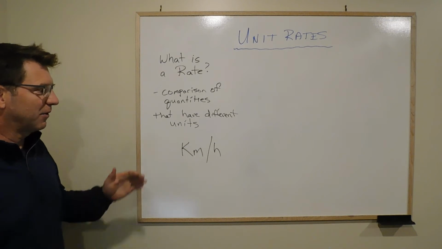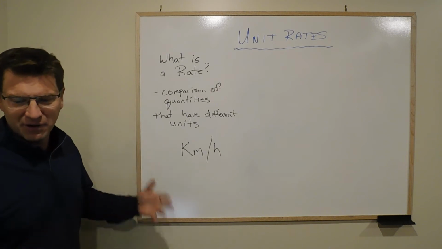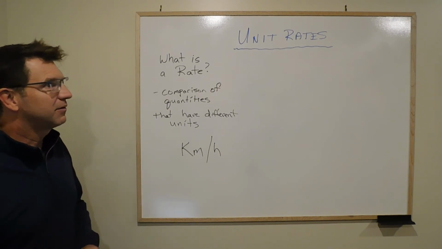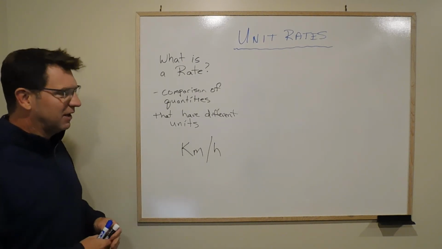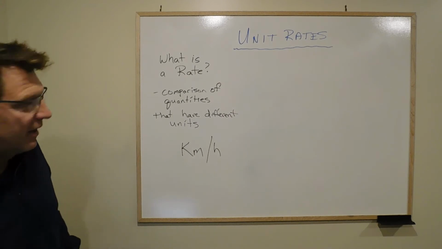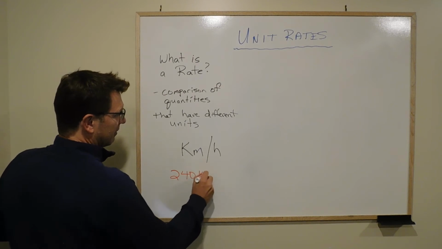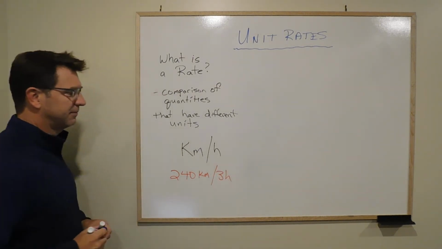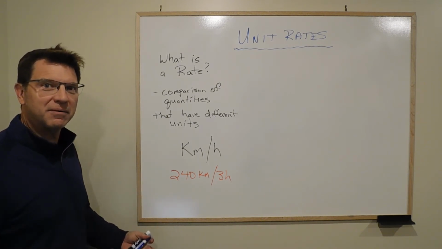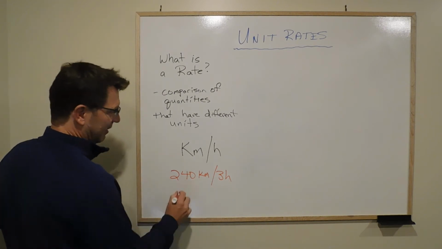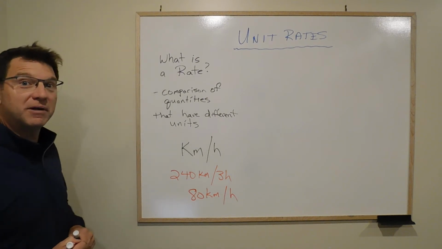And you say, I'm out on the highway and I'm doing 110 kilometers per hour. And you're very familiar with that, okay? Sometimes it'll be meters per second. Okay? So a rate, you could say, well, I was out on the highway and I went 240 kilometers in 3 hours. That's a rate. You would never say, I went 240 kilometers in 3 hours, though, would you? You'd say, well, I went 80 kilometers in 1 hour. That's what you'd normally say.